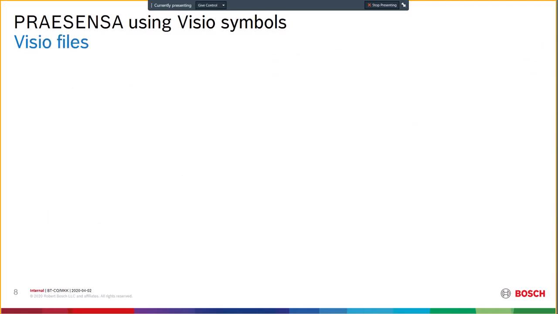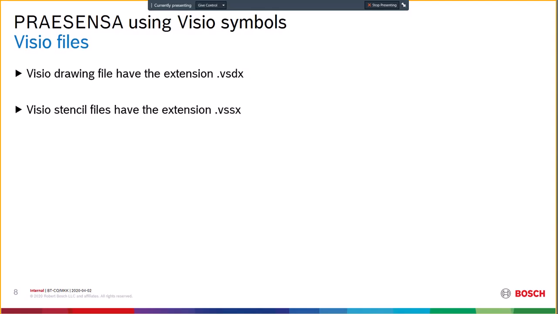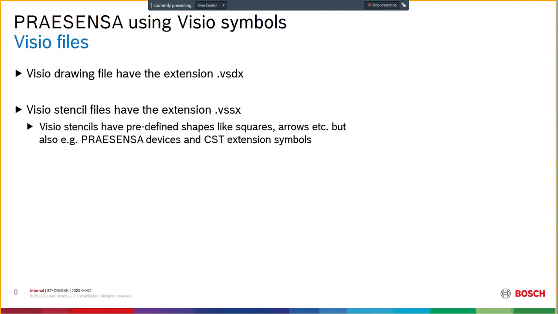Then about VISIO files. The files that we are using are the drawing files, so VISIO drawings, and they have the extension VSDX, D from drawing. Then there is another file extension, VSSX, and those are the stencils. We will talk about stencils a lot today. These stencils have predefined shapes, like squares and arrows.